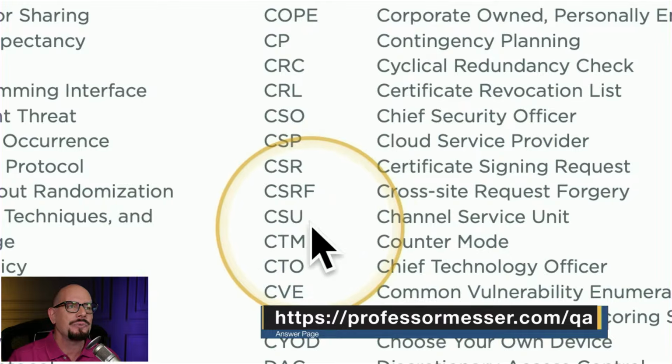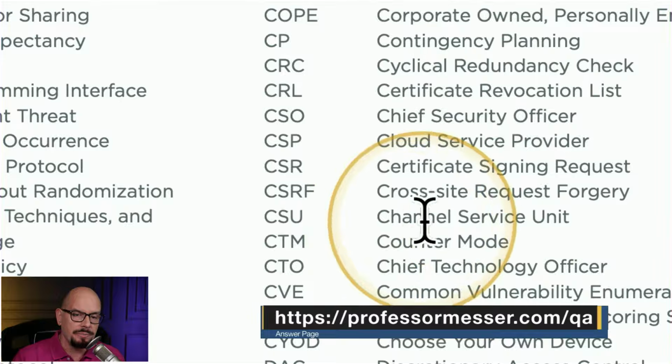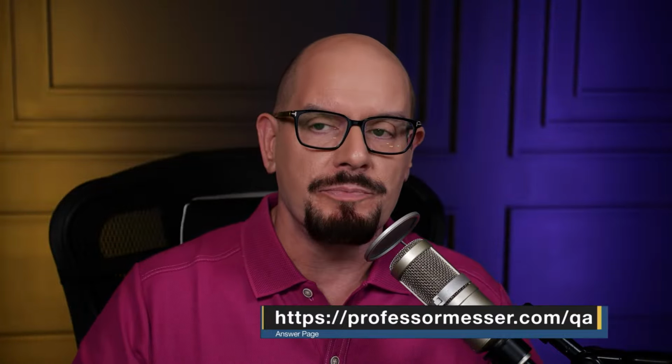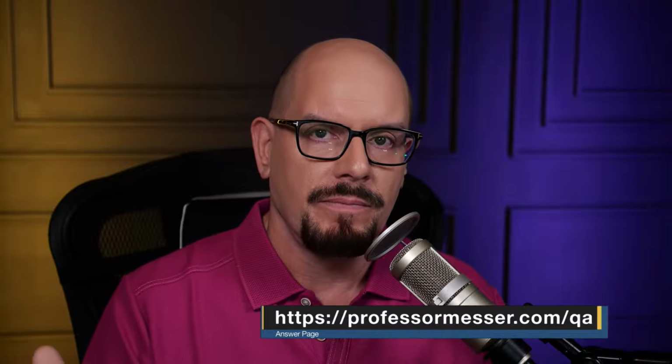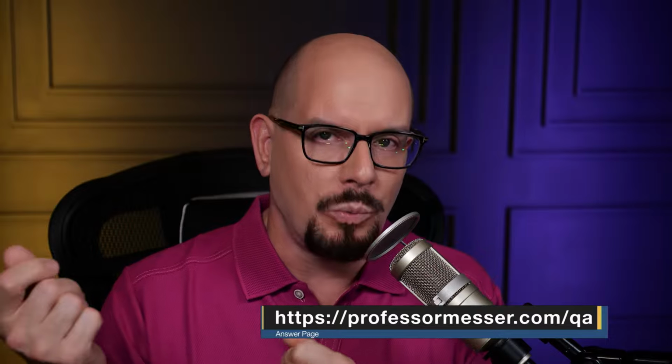So I always recommend, if you are going to do flashcards, put CSU on one side. On the other side of the flashcard, put Channel Service Unit, but then also put a description of what that is and when you would use it. That is probably the most important part of this. It's more than just memorizing letters and the words, and if all you're doing is that, you're wasting your time.